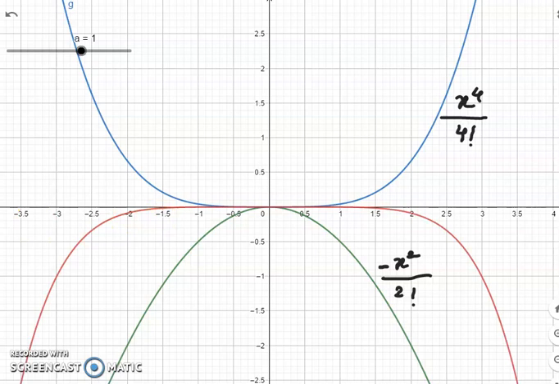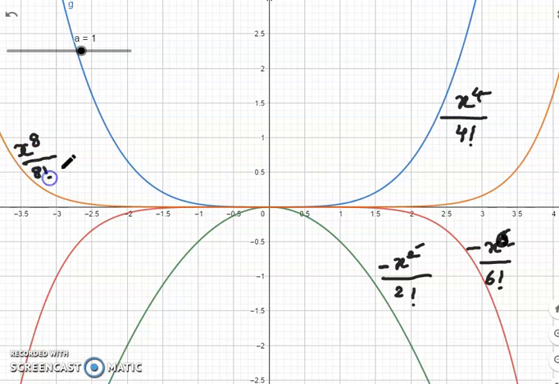So this is minus x power 6 by 6 factorial. All are powers of x in terms of 2, 4 and 6. The next term is x power 8, so x power 8 divided by 8 factorial. So this function is x power 8 divided by 8 factorial.